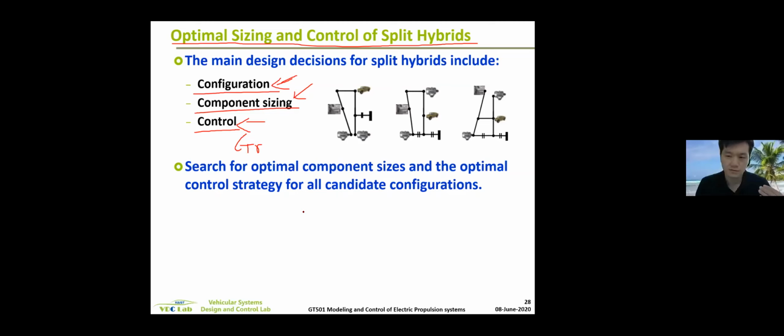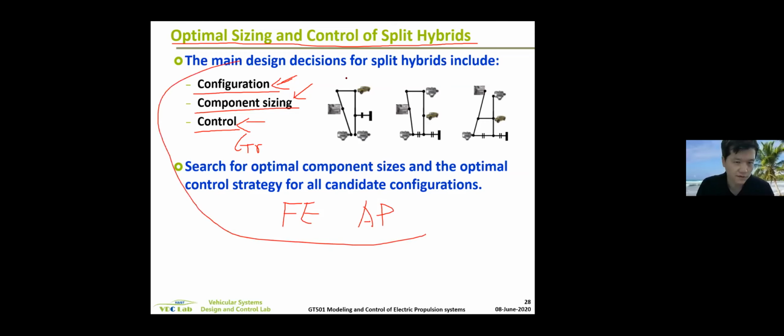Architectural level, gear ratio, control, components, component size: 10 kilowatt motor or 20 kilowatt, 50 kilowatts, what is optimal, right? From a fuel economy perspective, but we also have acceleration performance, right? So we need to tackle all of this. This is a huge design space and a large problem.